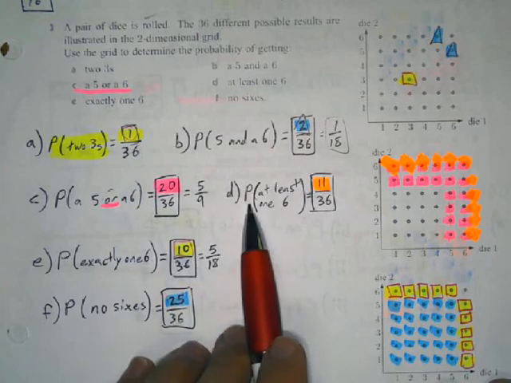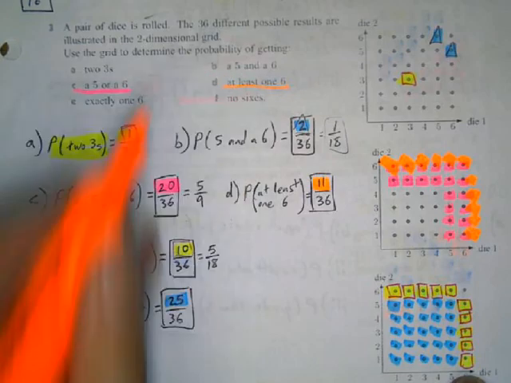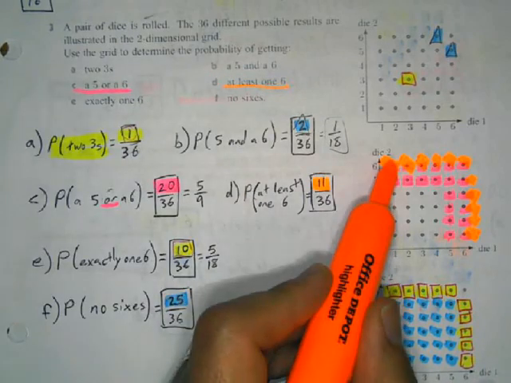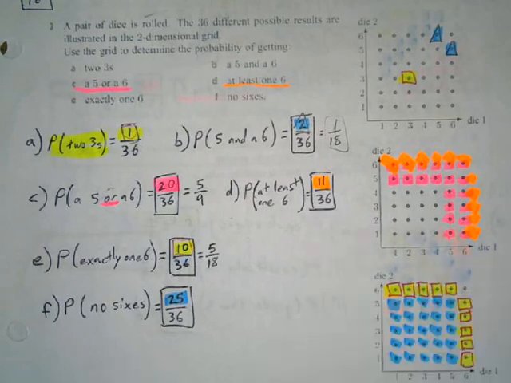This question D says at least 1 6. So all of these values that I've highlighted in orange, you count them all together, you get 11, and that's the probability of getting at least 1 6.